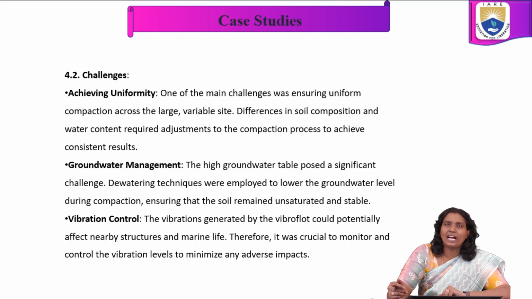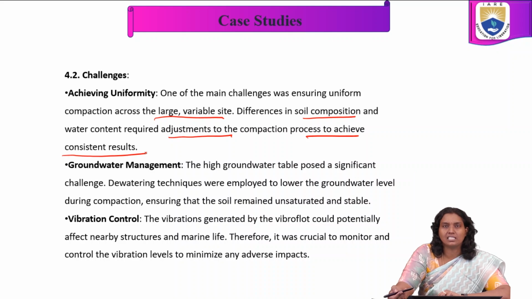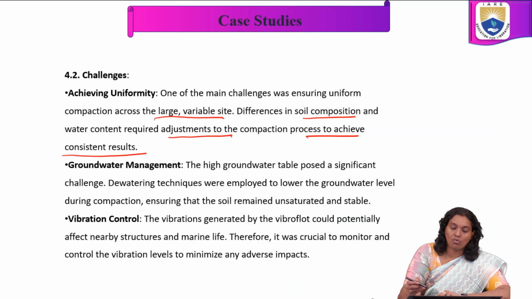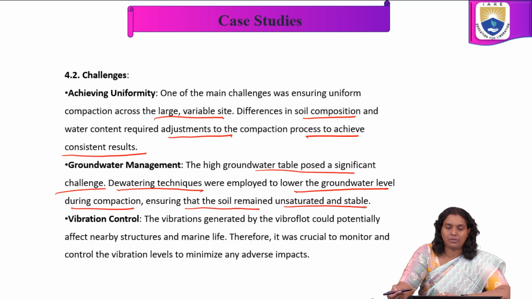One of the main challenges was ensuring uniform compaction across the large, variable site. Differences in soil composition and water content require adjustments to the compaction process to achieve consistent results. As a part of groundwater management, the high groundwater table posed a significant challenge. So traditional dewatering techniques were employed to lower the groundwater level during compaction, ensuring that the soil remained unsaturated and stable.